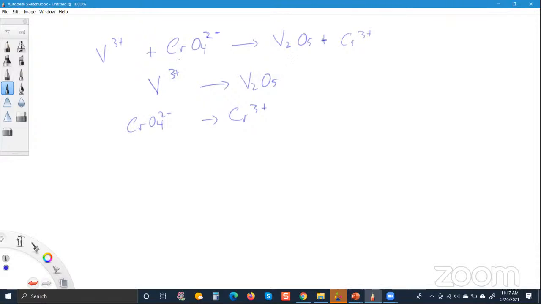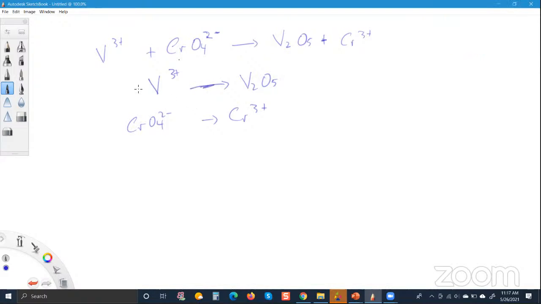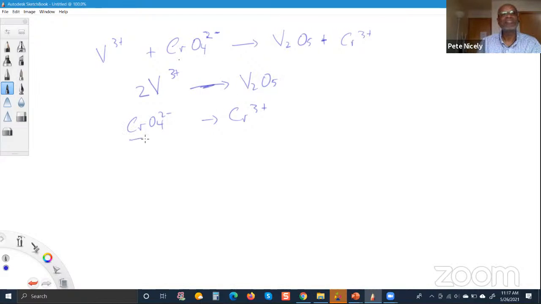Balance the non-hydrogen or oxygen. Okay, so what does that mean for the first half equation? Put a 2 on the vanadium here, right? Yeah. Okay, and then for the second half equation, you don't need to do anything because you have one chromium on both sides. Right. Okay, next step. What's the next step?